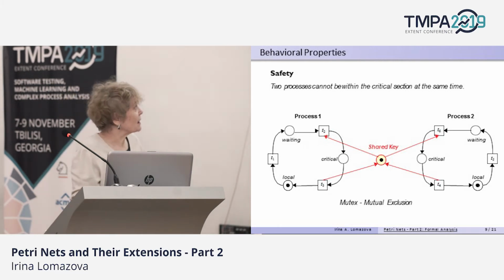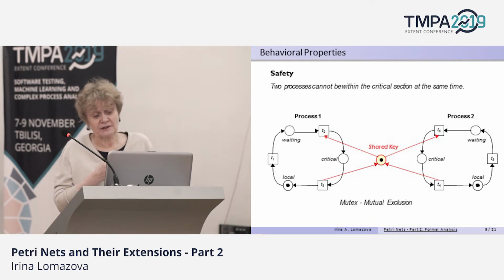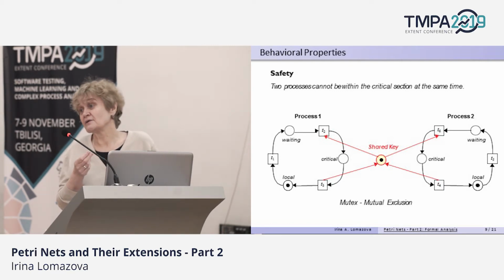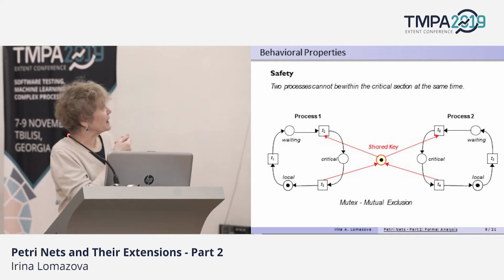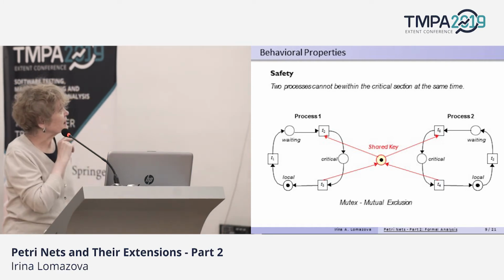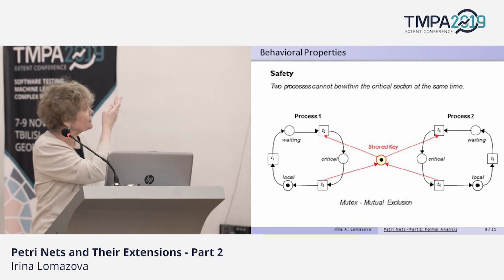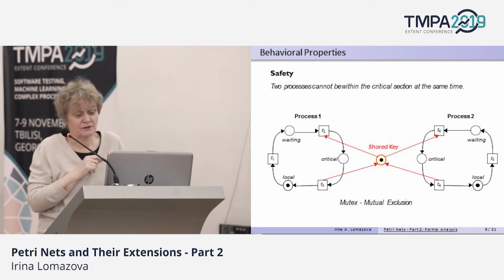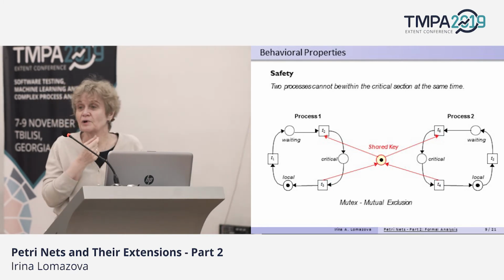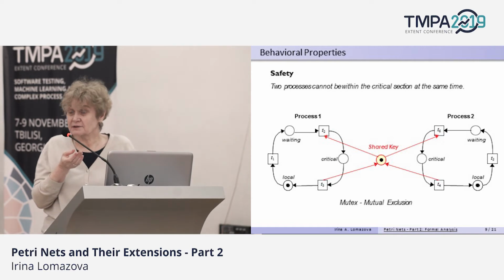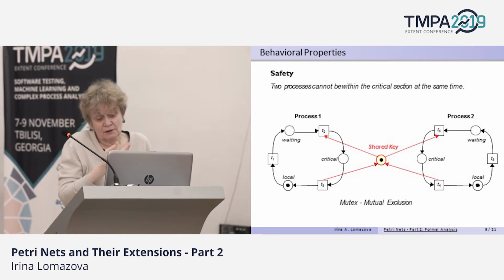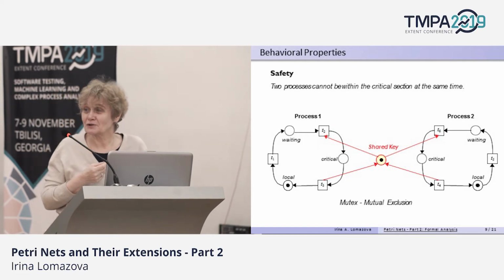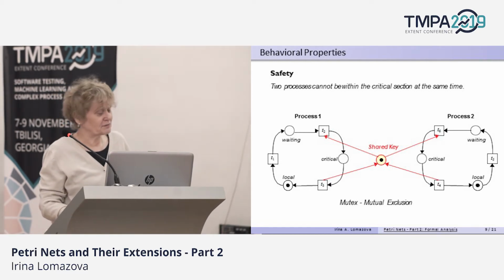Safety is a special kind of boundedness, one-boundedness: each place has not more than one token in all reachable states. This is important for different kinds of technical systems. For instance, when we have a system with a shared resource, we have critical sections, and in many cases it is not allowed that two processes are simultaneously in the critical section. Then we use a key here to prevent this situation. And of course, there shouldn't be two keys simultaneously, so not more than one token in each reachable state.